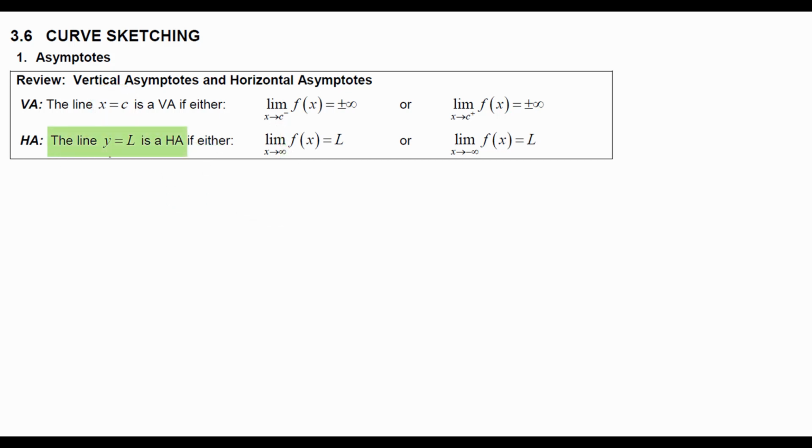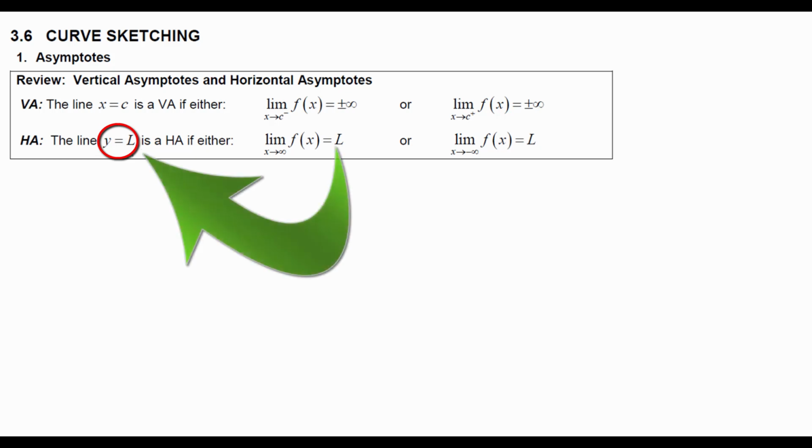Horizontal asymptotes can be found when you send x to infinity or x to negative infinity. If the limit as x approaches positive infinity of your function gives you a real number L, or the limit as x approaches negative infinity of your function gives you a real number L, then you do have a horizontal asymptote y equals that L. It's that limit that you get.